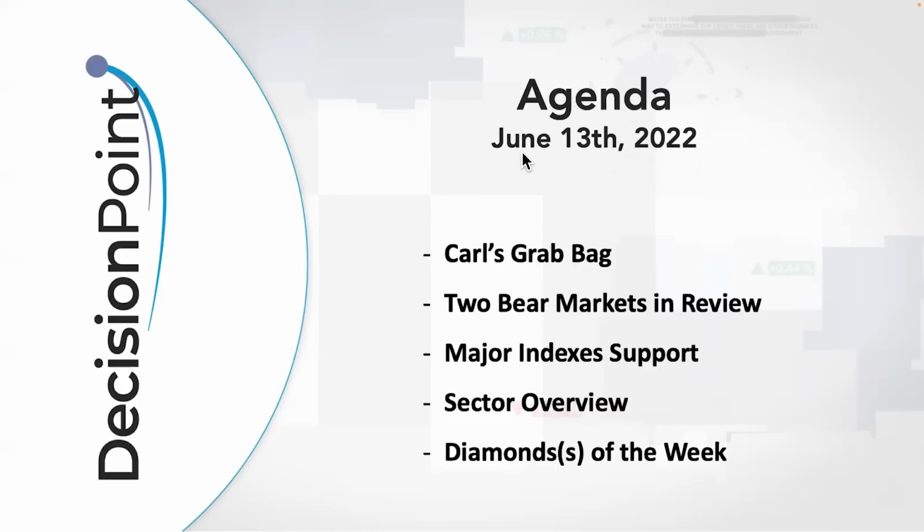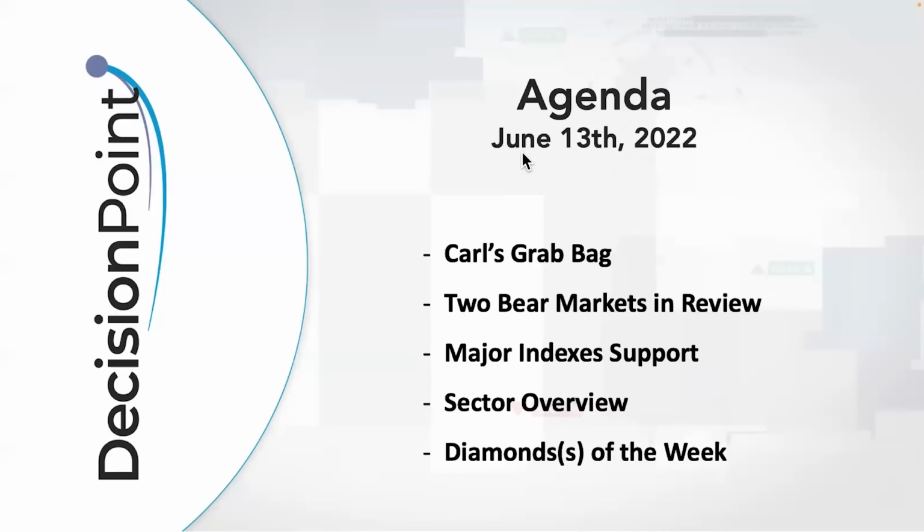So we're going to start off with Carl's grab bag, followed by the look at our indicators and your update on what's going on in Bitcoin, for example, and the dollar and gold. Then I'm going to take it over. We're going to look at two bear markets, back to the .com and the housing crisis. And we're going to get some sense of the timing and the depth of bear markets. Then I'm going to look at the major indexes. And if we have time, I'll do the sector overview, but I definitely have two diamonds of the week for you that we will talk about.